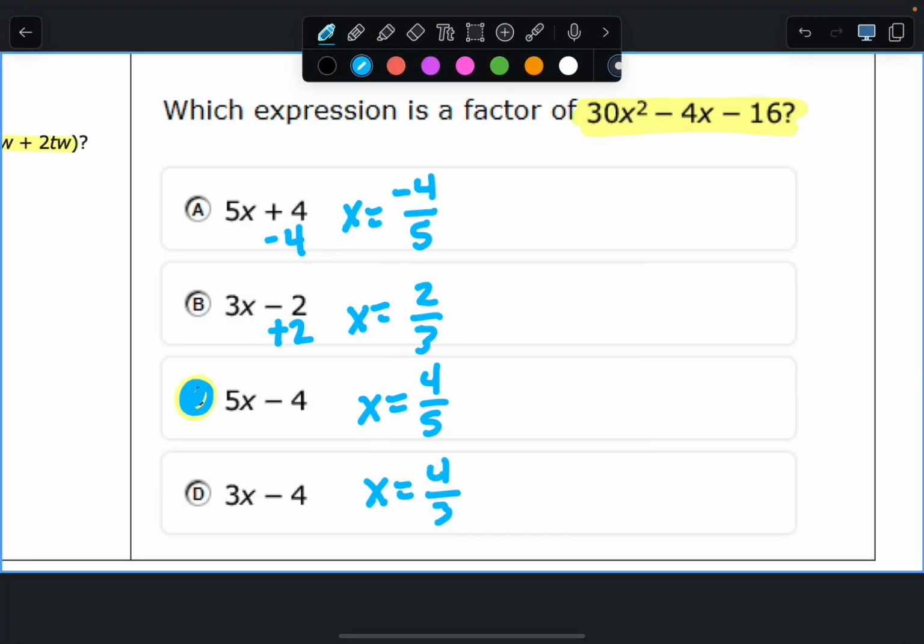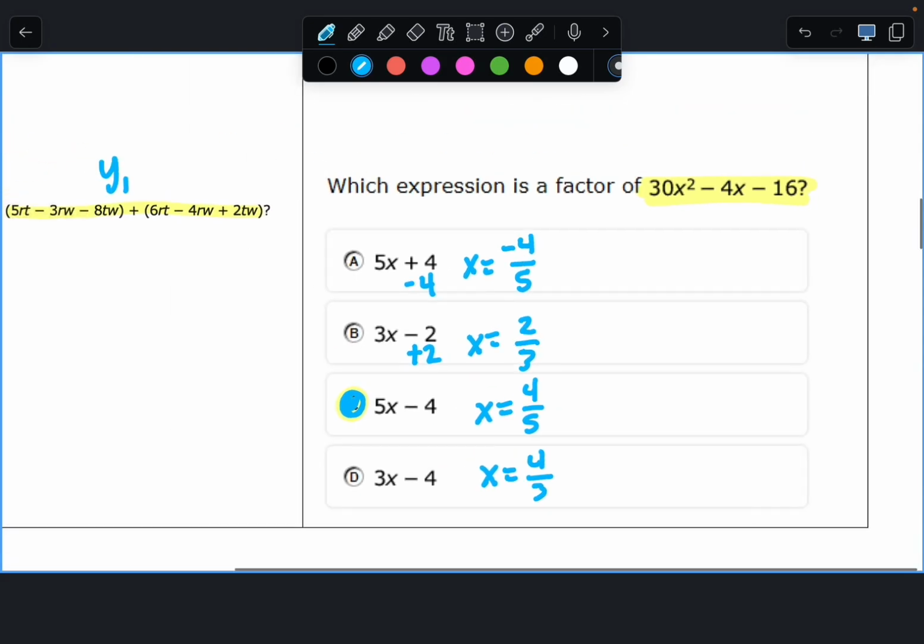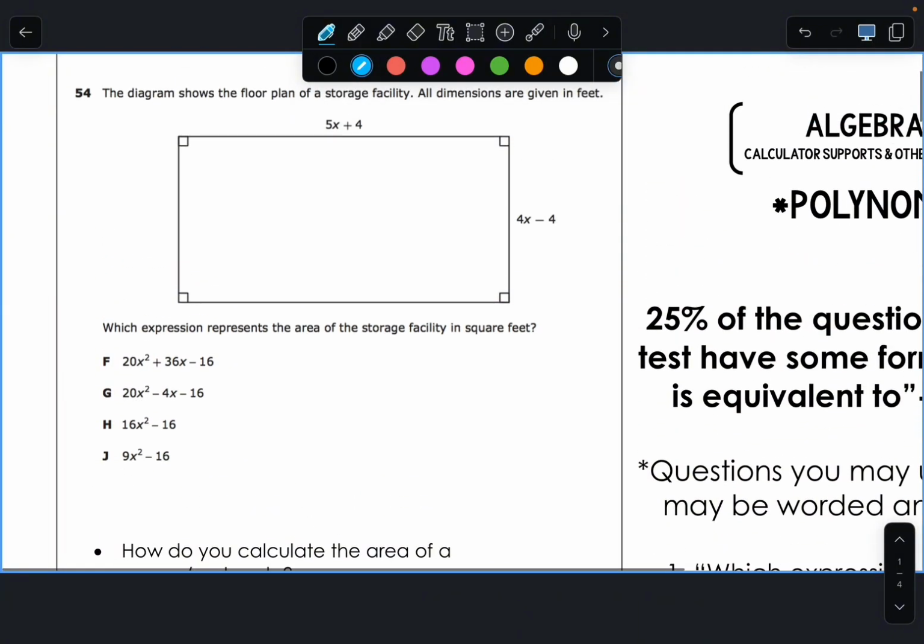Oh yay. We're almost done. Oh, wait. I'm still going to do a couple of them with you in the packet. It's so small. Yeah, it is.